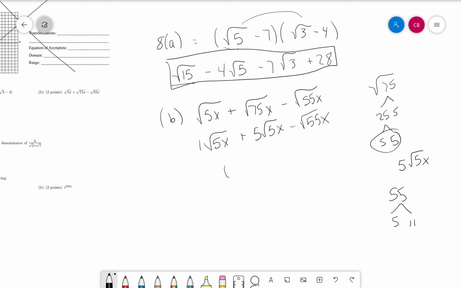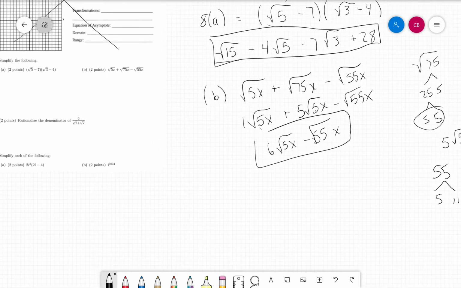This is 6 square root 5x, minus square root of 55x. That would be your final answer. So notice I did not combine the 55x and the 5x things. I did combine these two, however, because they match exactly, and that's how it should be done in every case.